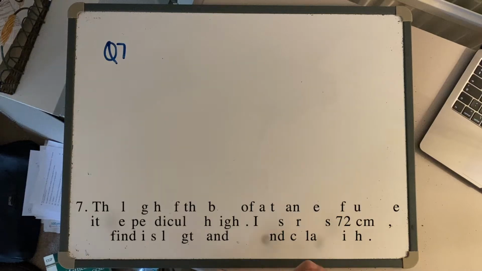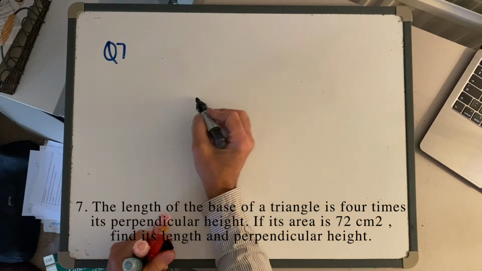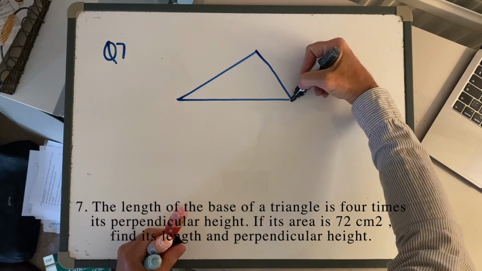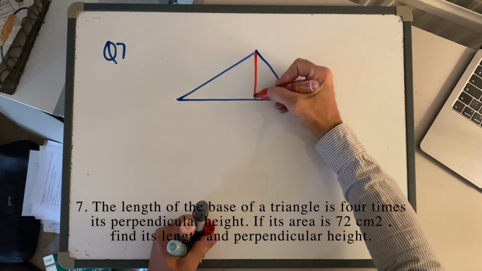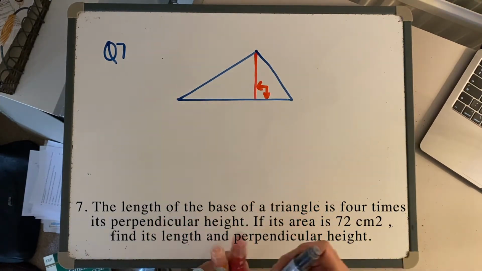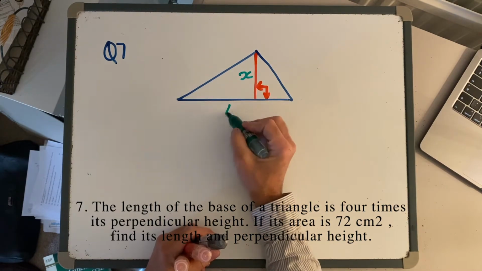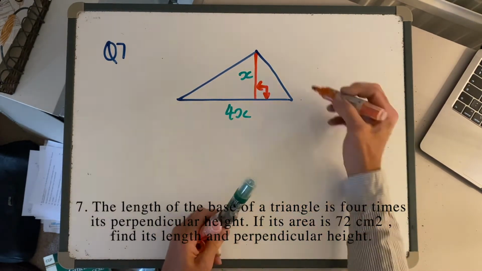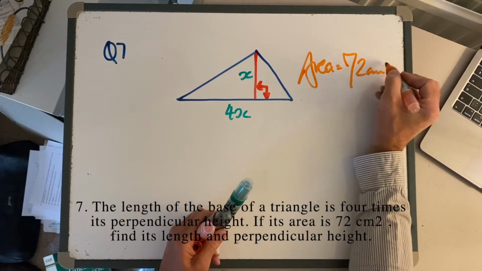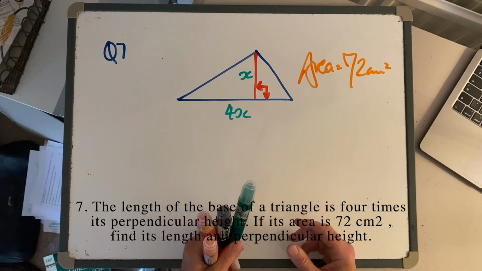So let's look at question 7. It says here the length of the base of a triangle is 4 times its perpendicular height. So I'm going to draw a triangle like that. Its perpendicular height, that's that height there, remember, at 90 degrees. And it's saying 4 times that height. So let's give that the letter x, and this is 4 times it. And they're saying that the area equals 72 centimetres squared, and they want to know the length and the height.